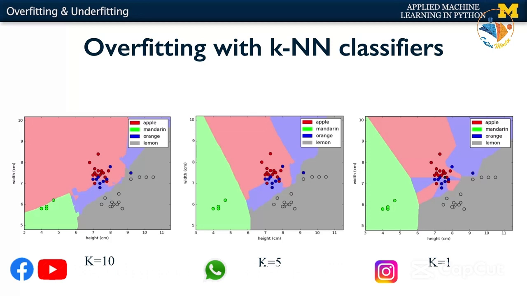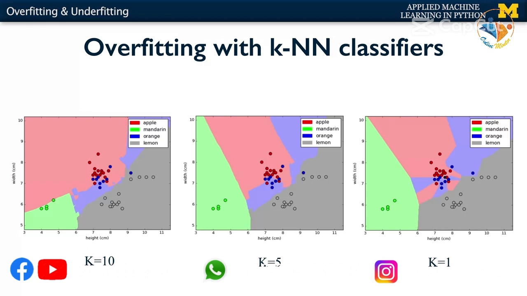This third example shows the effect of modifying the k parameter in the k nearest neighbors classifier that we saw previously. The three plots shown here show the decision boundaries for k equals 10, k equals 5, and k equals 1. And here we're using the fruit data set again with the height of a piece of fruit on the x-axis and the width on the y-axis.